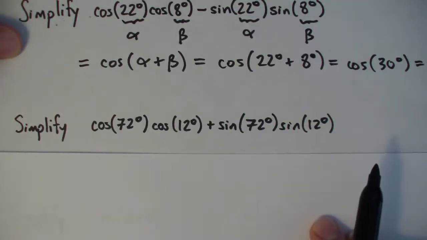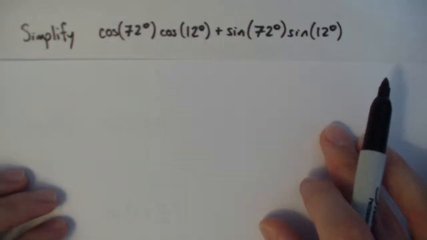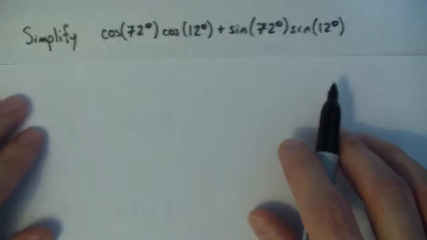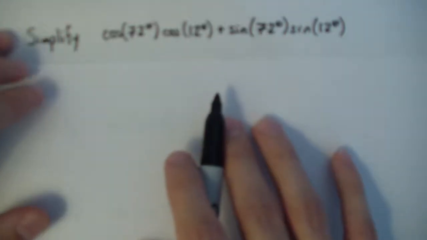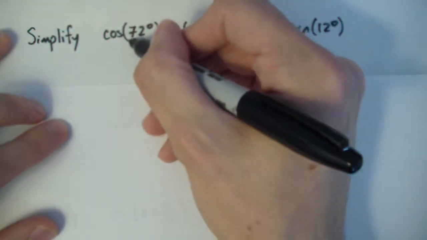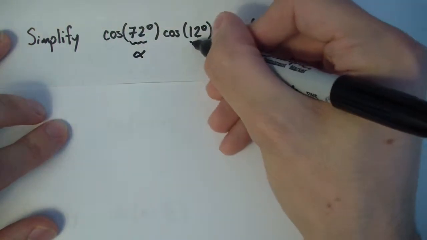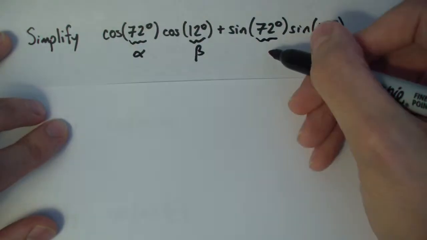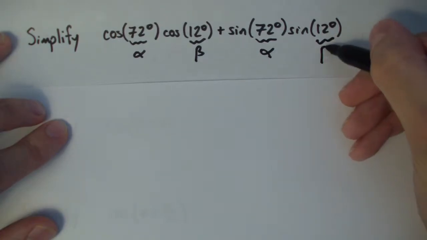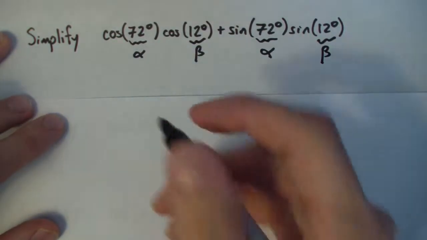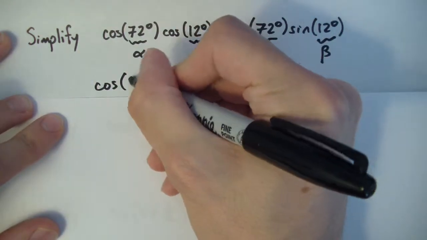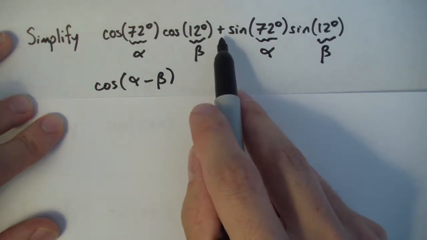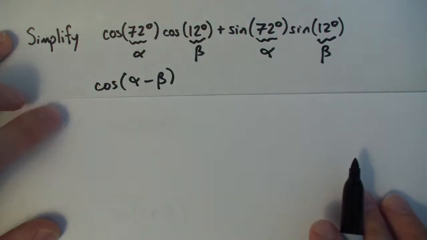But we can figure out how to do this by, again, recognizing the pattern, right? We see that this is of the pattern that we had for the difference of two angles, our difference formula for cosine. So again, if we think of this as alpha and beta, so 72 degrees is alpha, 12 degrees is beta, then again we see that this is exactly the formula for cosine of alpha minus beta, right? Remember that cosine of alpha minus beta had the plus sign between the terms.